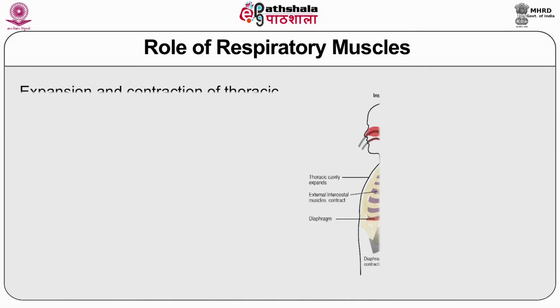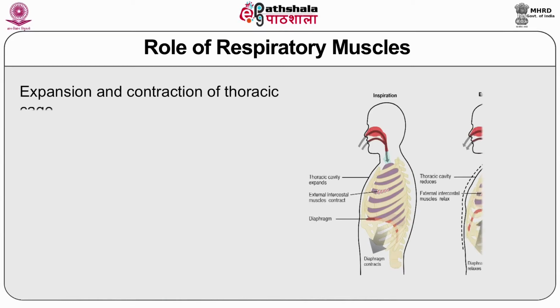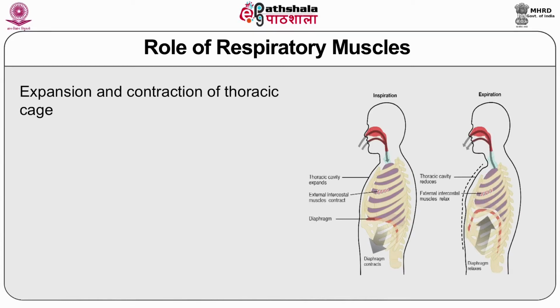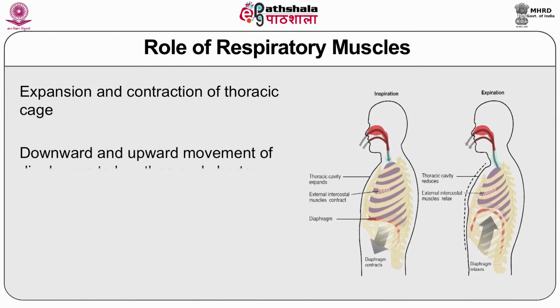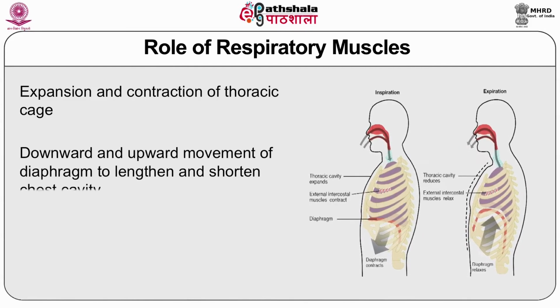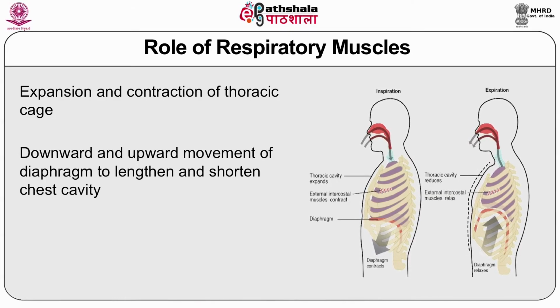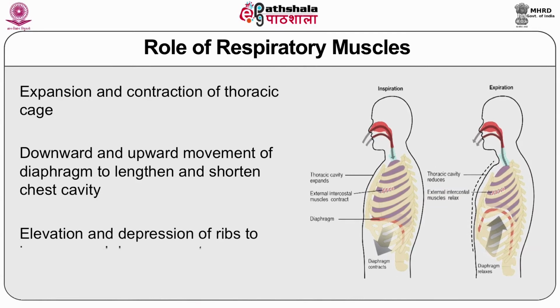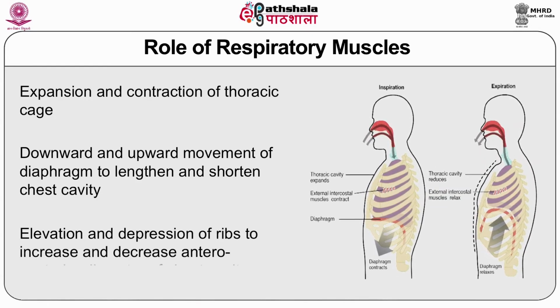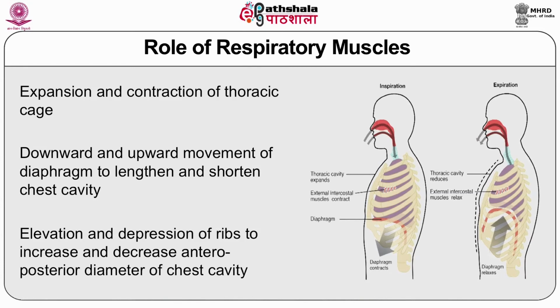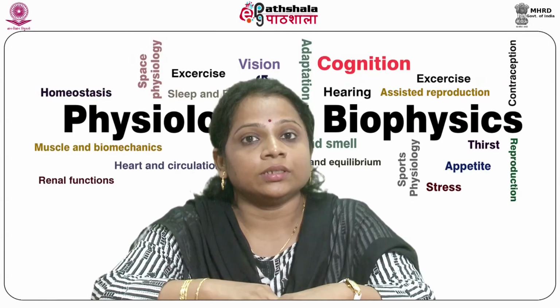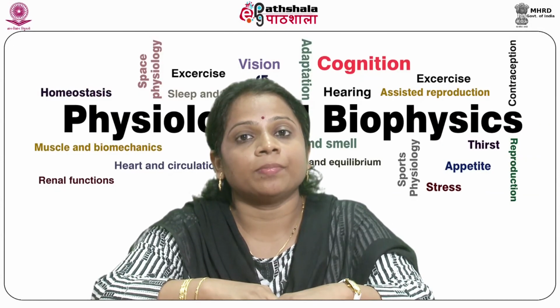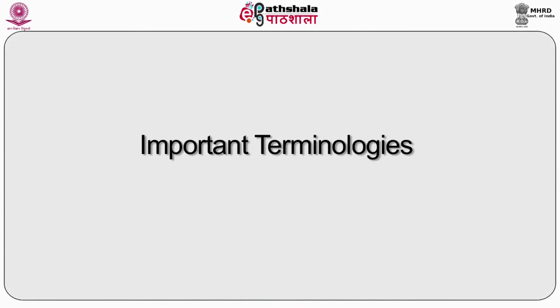Expansion and contraction of the thoracic cage is caused by respiratory muscles. Downward and upward movement of the diaphragm lengthens and shortens the chest cavity, and elevation and depression of the ribs increase and decrease the anteroposterior diameter of the chest cavity. Now let us discuss some important terminologies.